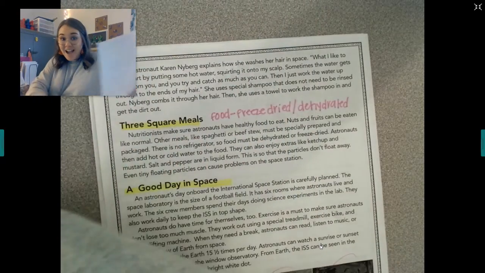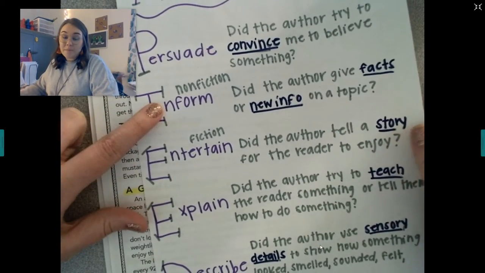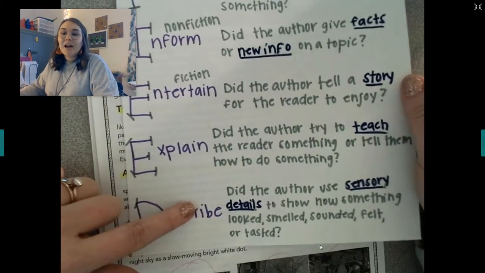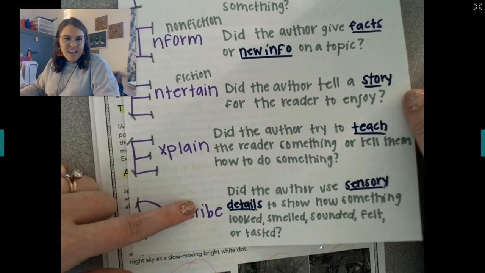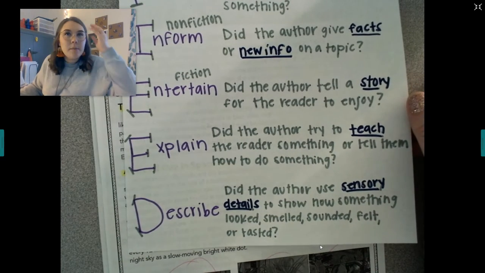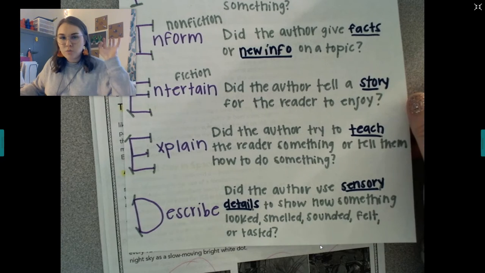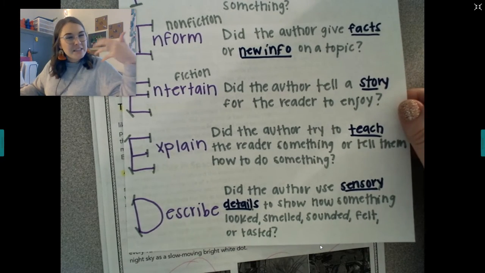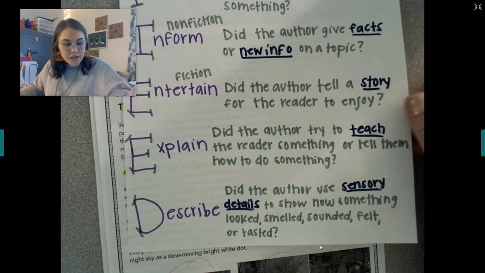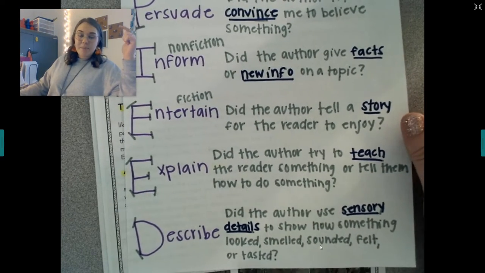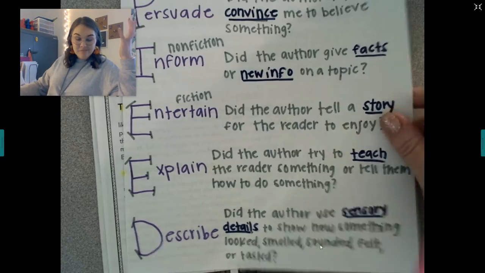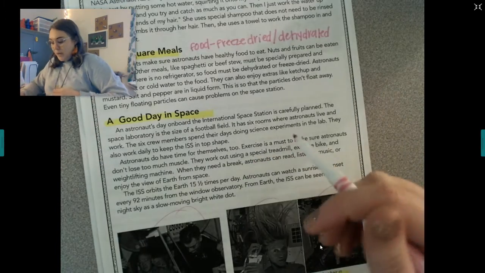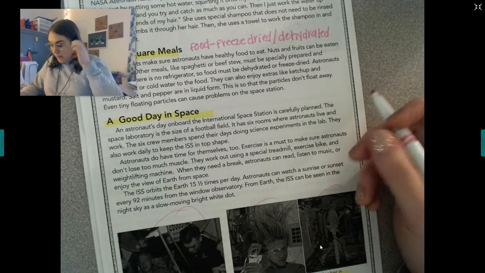And honestly, I'm moving towards inform for our author's purpose. It's not using sensory details. It's not saying, ooh, that ooey gooey brownie was so chocolatey, I just couldn't resist it, and I ate it in 2.5 seconds. It's not really describing anything to me like that. To me, it's informing me about life in space, right? We'll see. Let's read our last paragraph, and then we'll go ahead and fill out our paper.